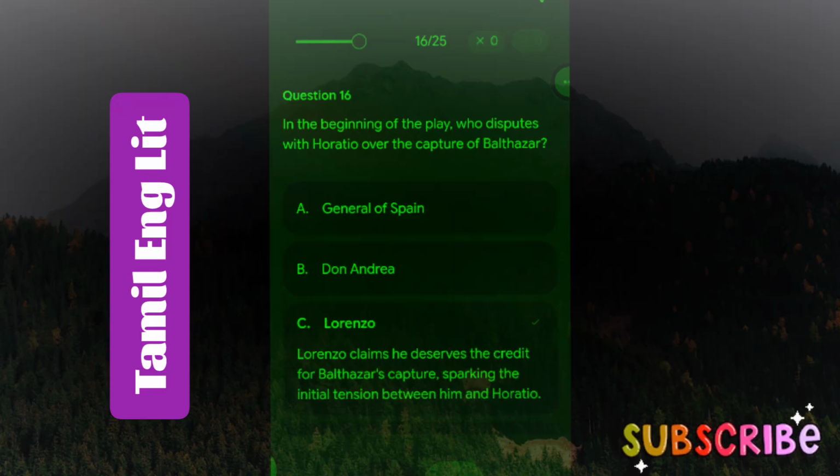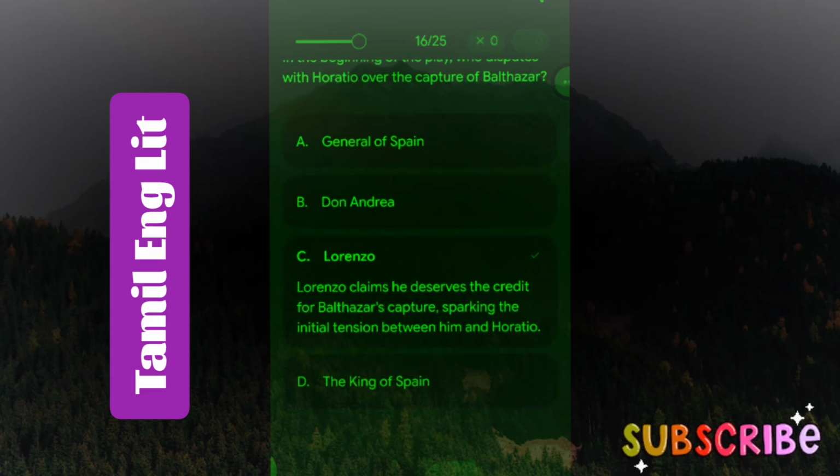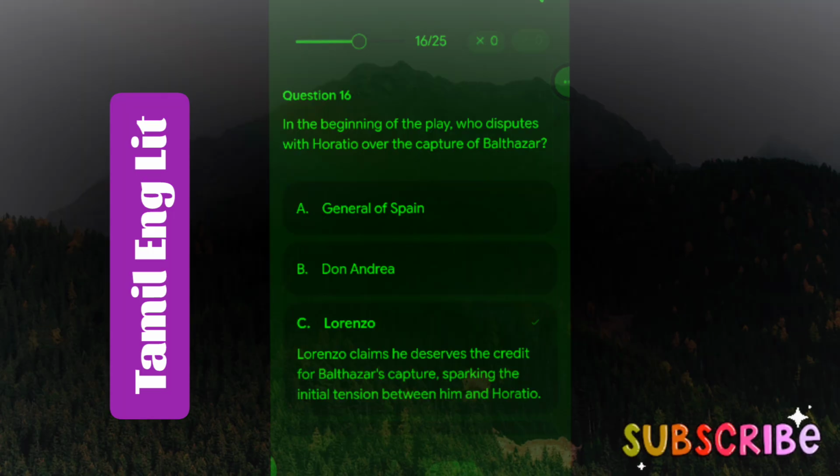Next question is, in the beginning of the play, who disputes with Horatio over the capture of Balthazar? Lorenzo. Lorenzo claims he deserves the credit for Balthazar's capture, sparking the initial tension between him and Horatio.